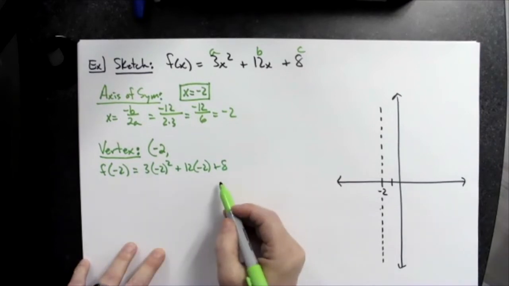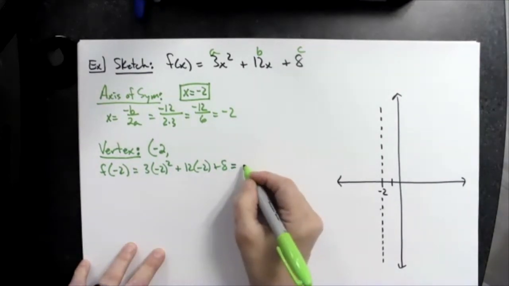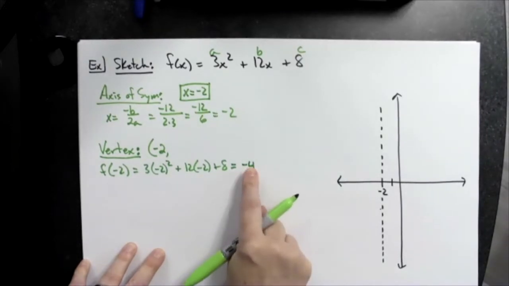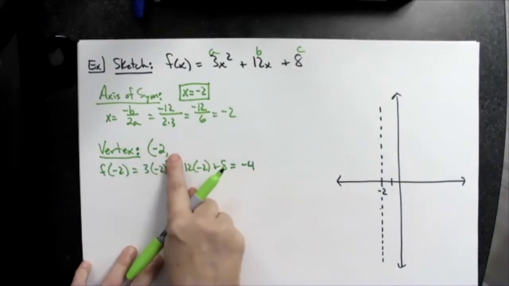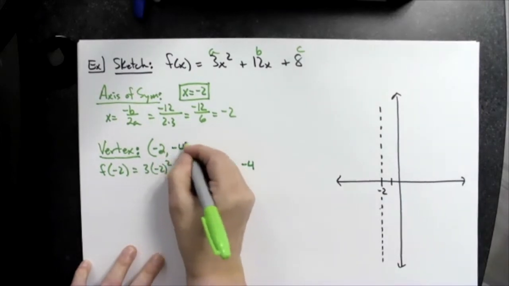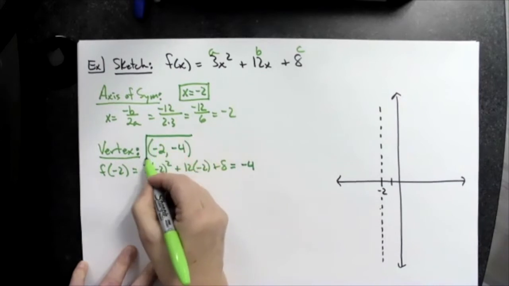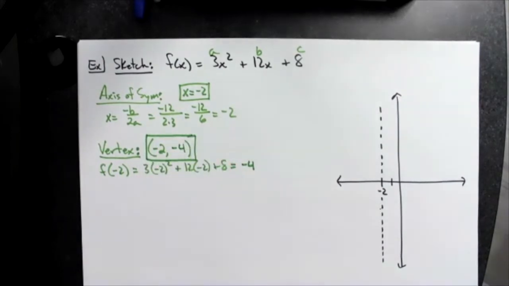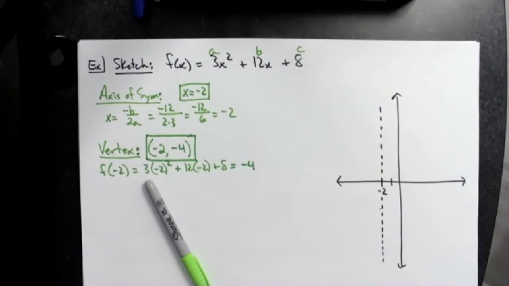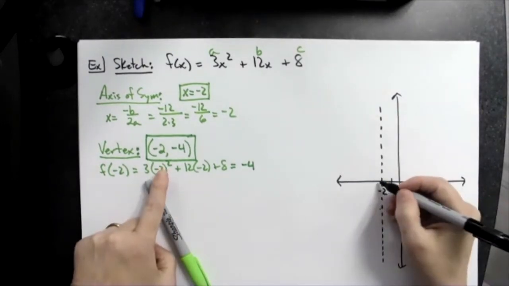That works out to be negative 4. So this is my y value in that vertex. So there is my vertex. Once I know where my vertex is, it had better land on that axis of symmetry, and it does. It's at negative 2, negative 4.